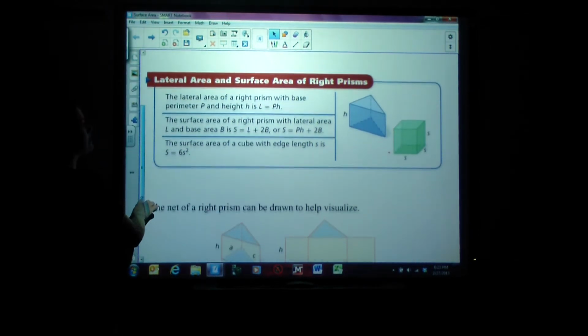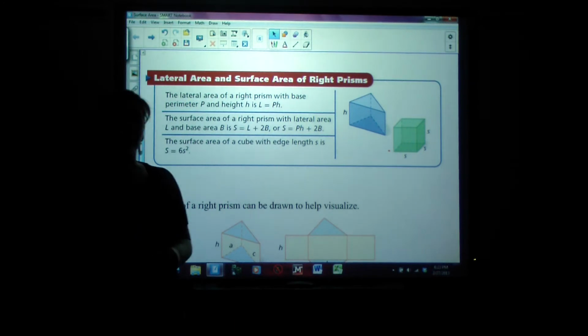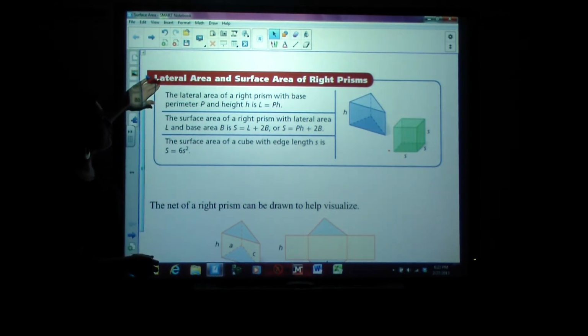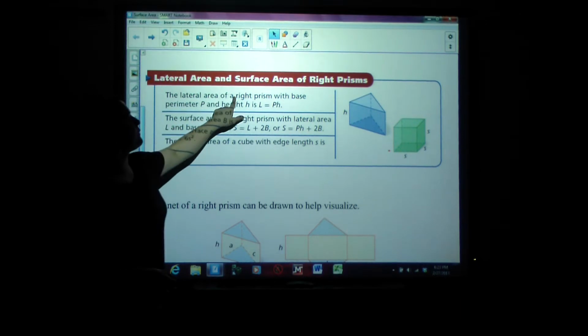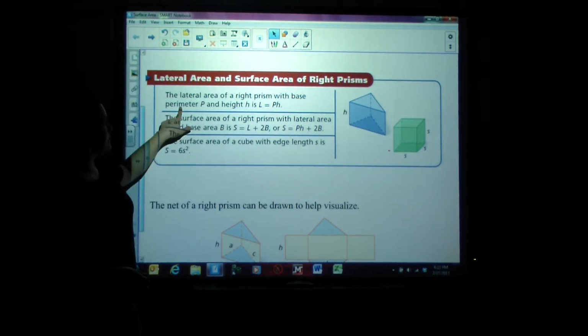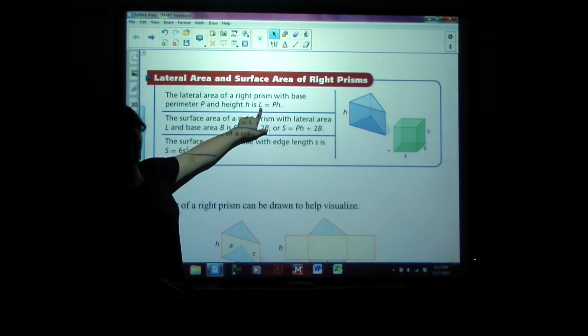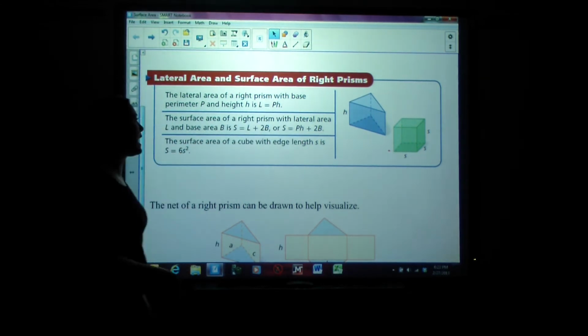Okay, formulas. If we are looking at any kind of right prism, the formula for the surface area is going to be in terms of the lateral area. So first let's talk about the lateral area. The lateral area of a right prism with a base that has a perimeter P and a height of H is going to be lateral area equals the perimeter times the height.